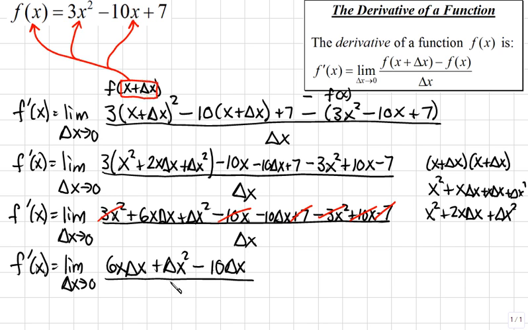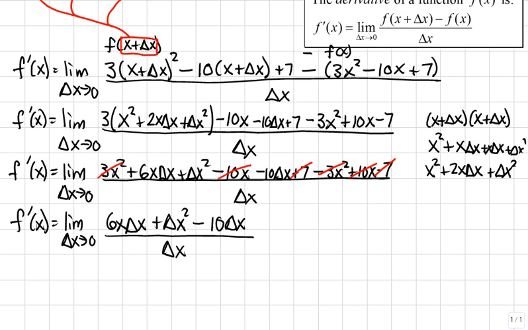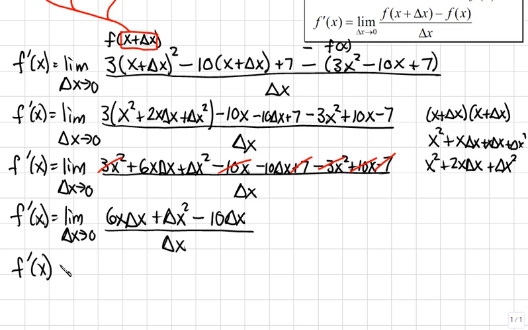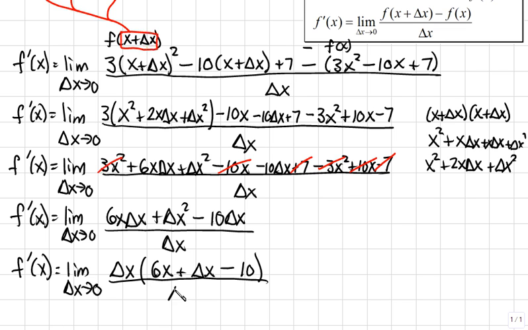all over delta x. Next, we see that we have a common factor of delta x that we can factor out, which will cancel with the denominator. So our derivative now becomes f prime of x equals the limit as delta x approaches 0. Factoring out a delta x, we're left with delta x times 6x plus delta x times 3 delta x would become 3 delta x, minus delta x times 10 would be our last term, all divided by delta x.